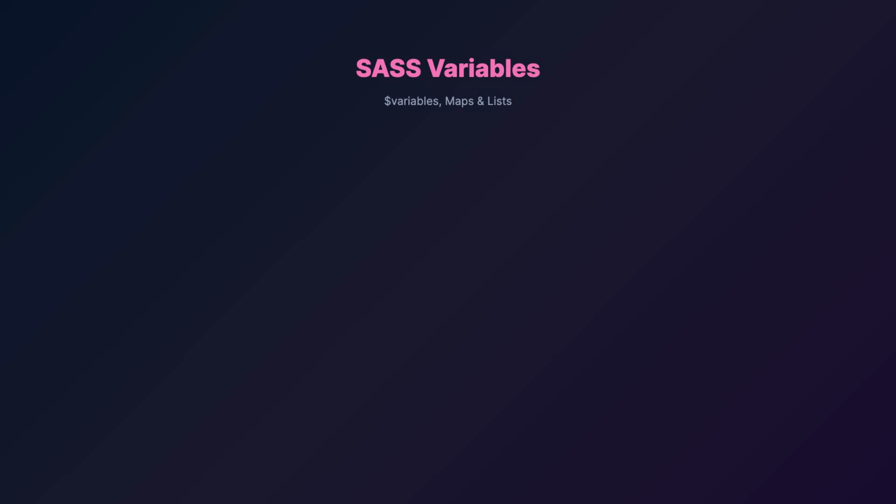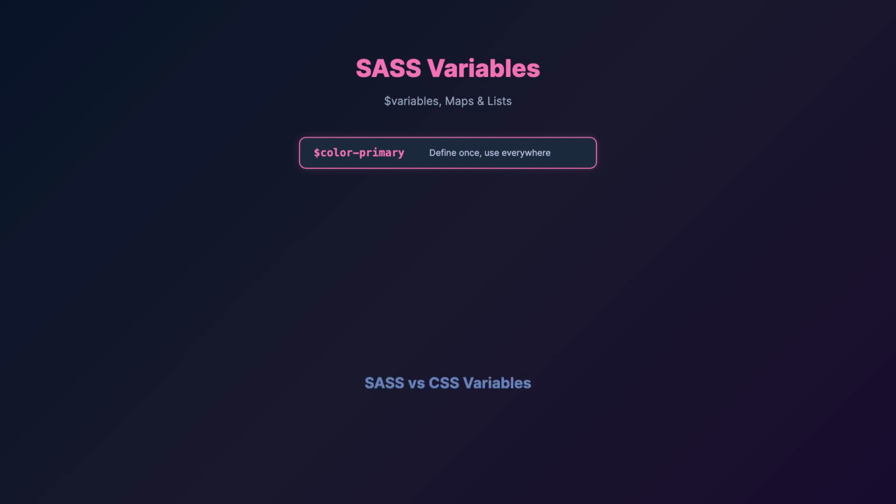Let's start with variables. In plain CSS, if you want a consistent color, you repeat the hex value everywhere. Change your brand color? Good luck finding every instance. SASS variables start with a $ sign. $color-primary: #264FFD; semicolon. Now you use $color-primary anywhere you need that color. Change the value in one place, it updates everywhere.